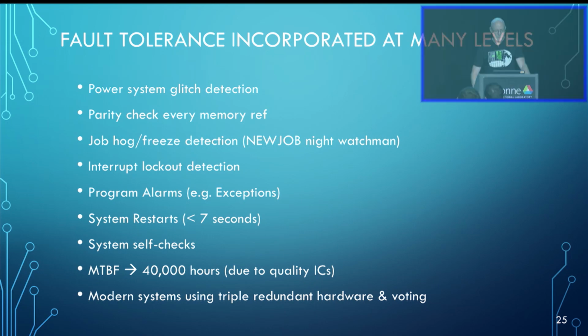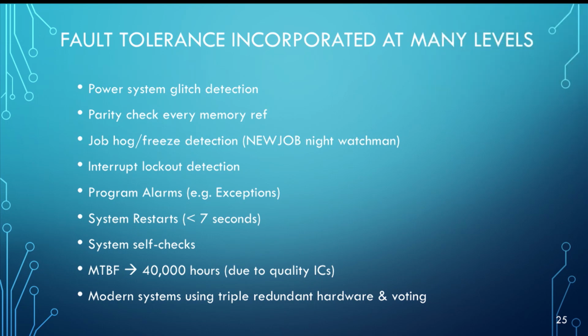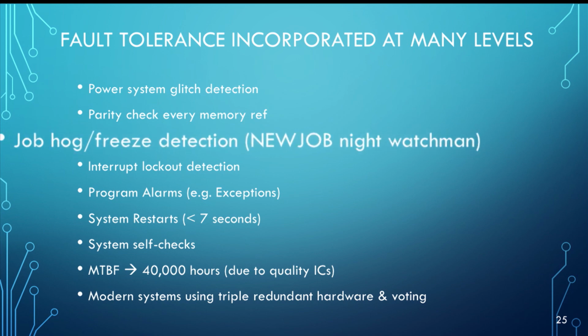Fault tolerance was incorporated at many levels. I can't get into all the details here, but one example was job hog freeze detection. Because it was priority scheduled, it would constantly be checking: is there a new job that's a higher priority than the one I'm doing?